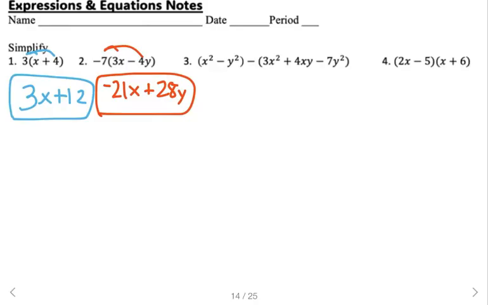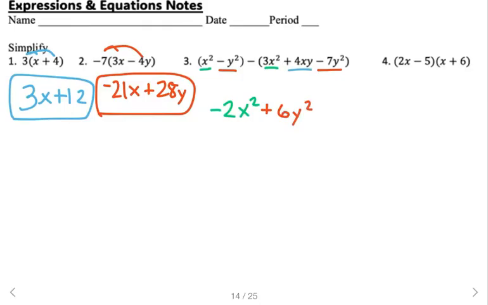Number 3, we're subtracting these two polynomials, so we want to look for the ones that are like terms. So we have x squared minus 3x squared. That gives us negative 2x squared. Then we have negative y squared minus negative 7y squared. So that's going to be the same as negative y squared plus 7y squared. That gives us positive 6y squared.